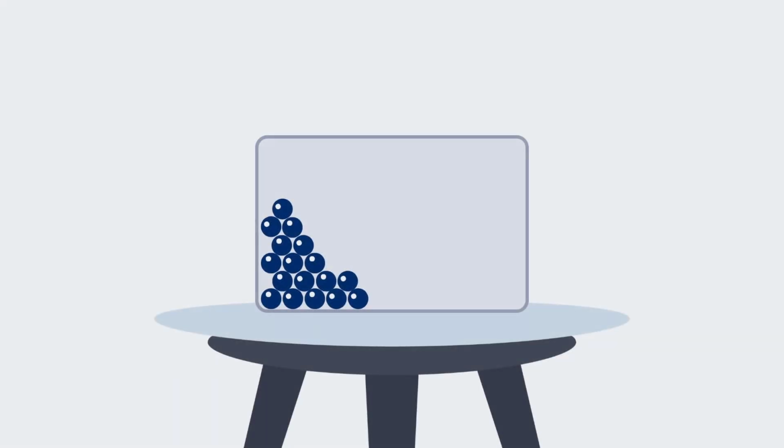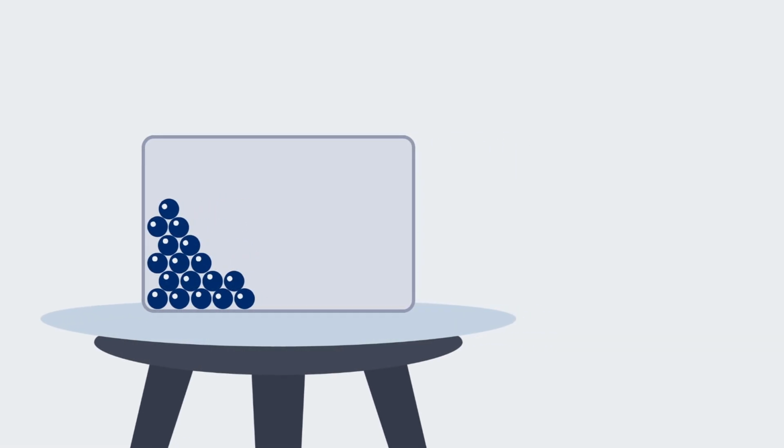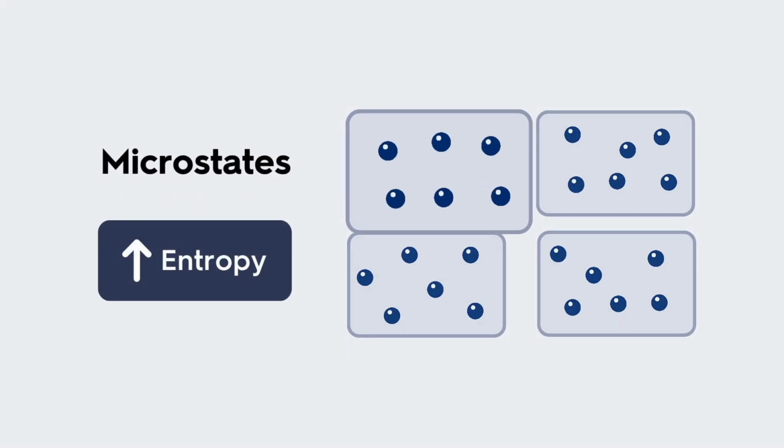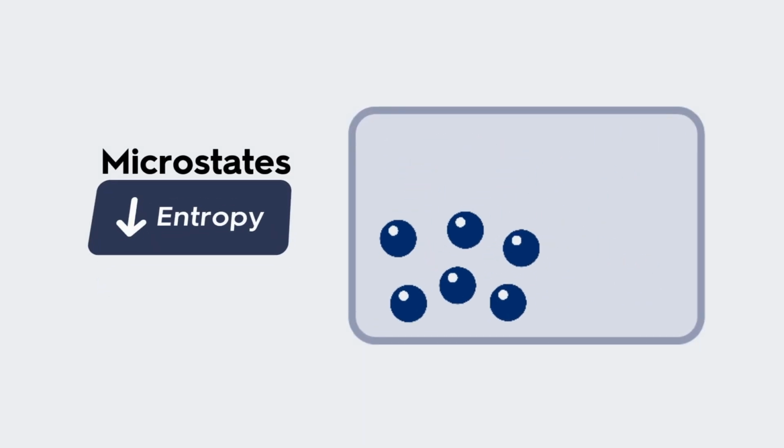On the microscopic scale, entropy is related to how many accessible microscopic arrangements, called microstates, are possible for a system. More accessible microstates means higher entropy. Fewer accessible microstates means lower entropy.